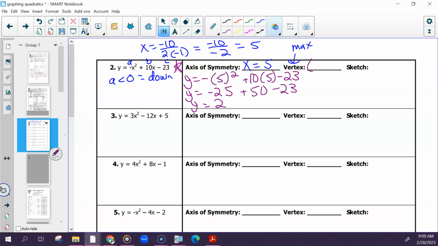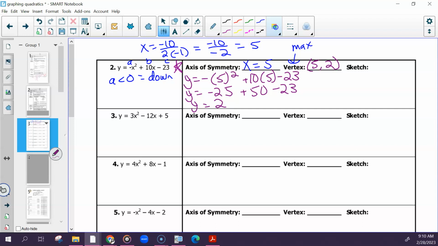So what would our vertex be? 5. You have to put the negative outside the 5 here? Yes, because that's what our equation is. So whatever our equation has, we have to write.